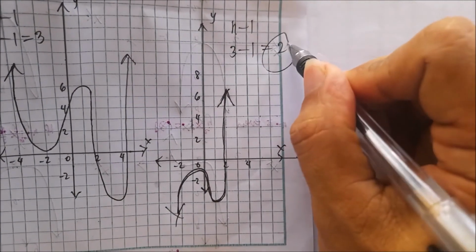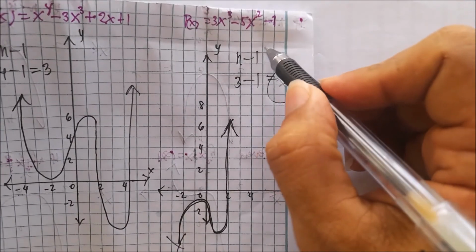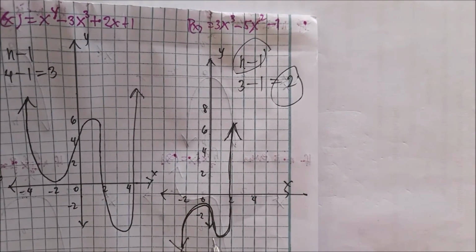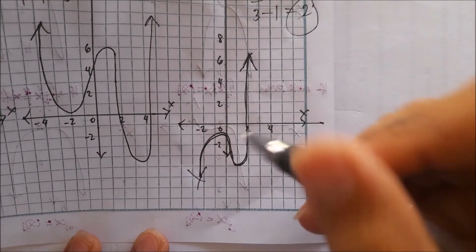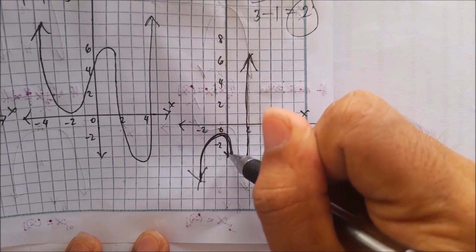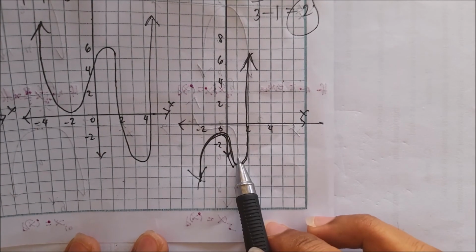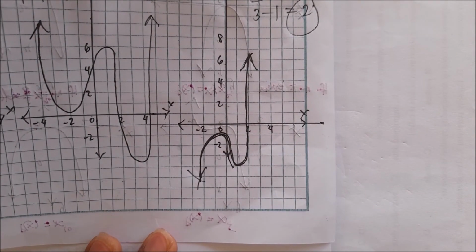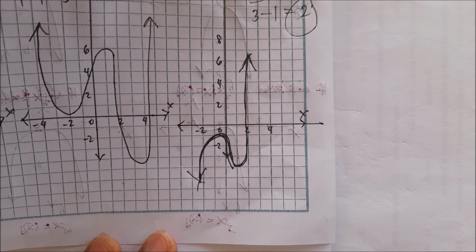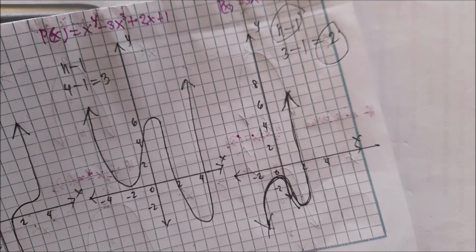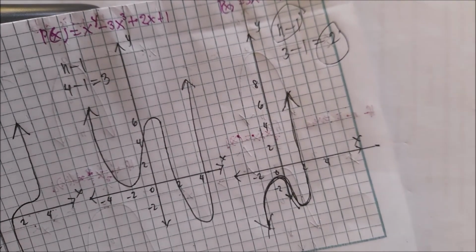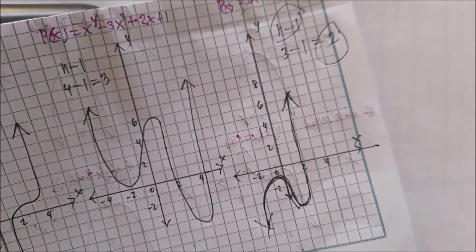There are 2 turning points from the use of this formula, and it is an odd number, so the form of the graph is like this, vice versa. Vice versa if the highest degree is an odd number, and if it is an even number, it is an upward form of graph.